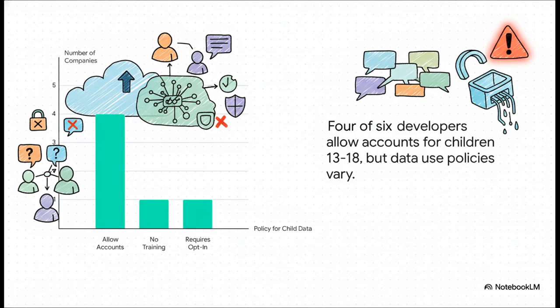And what did they find regarding data from younger users, say teenagers? It's a mixed bag, really inconsistent. 4 of the 6 companies let users as young as 13 sign up. Of those, Microsoft is the only one that says it won't train on data from users under 18. Google says it will, but only if the teen actively opts in. As for Meta and OpenAI, their policies on this just aren't clear.